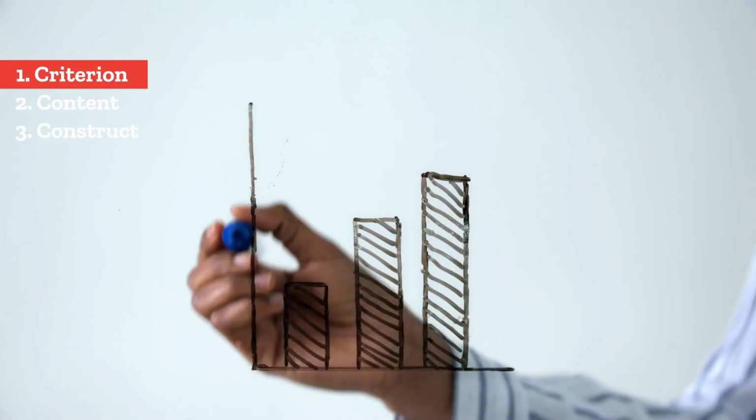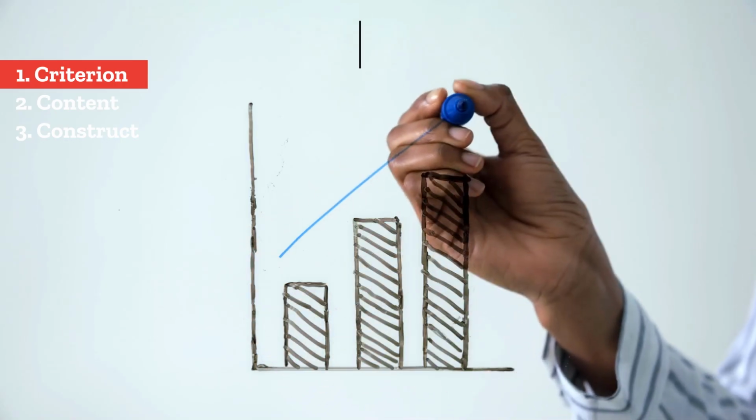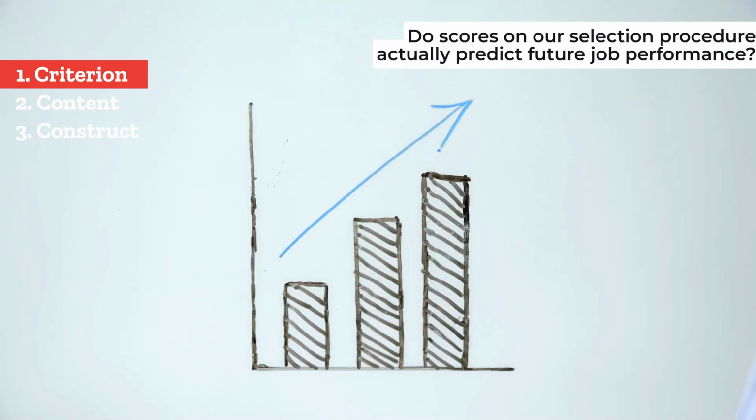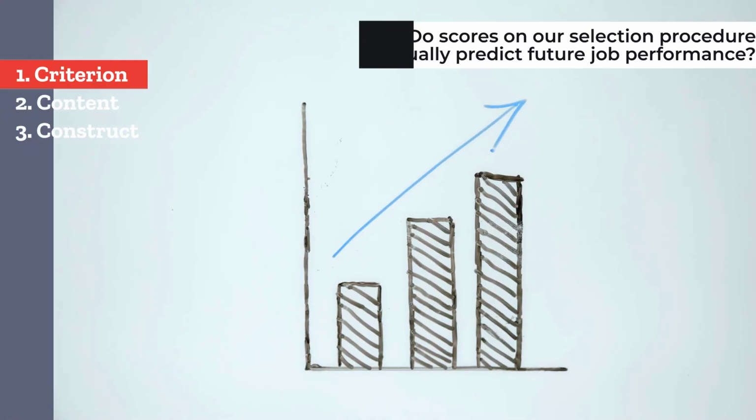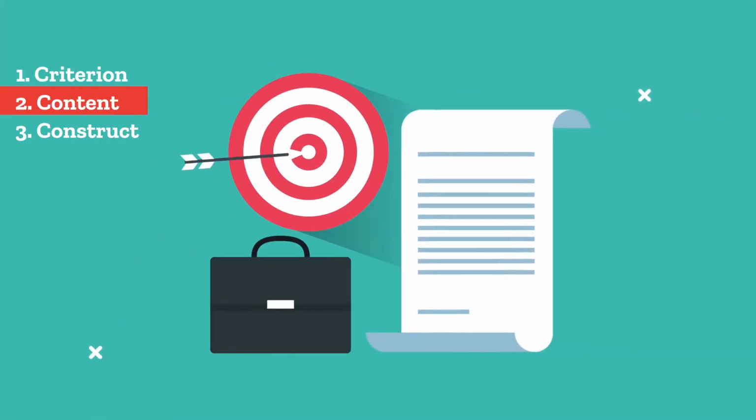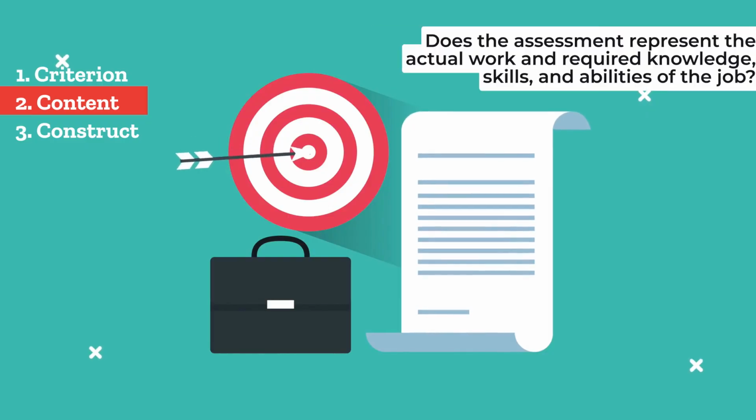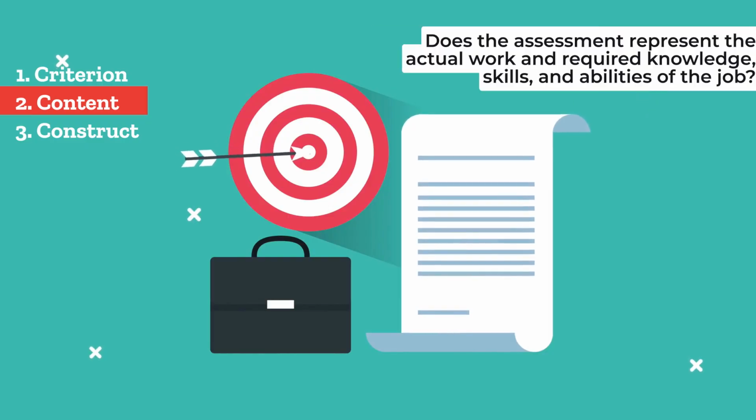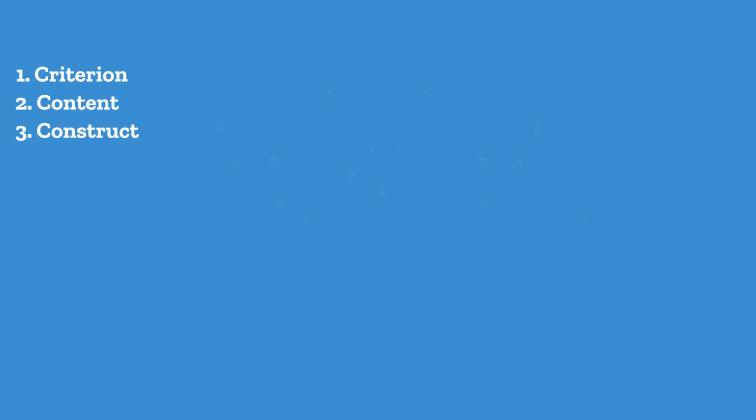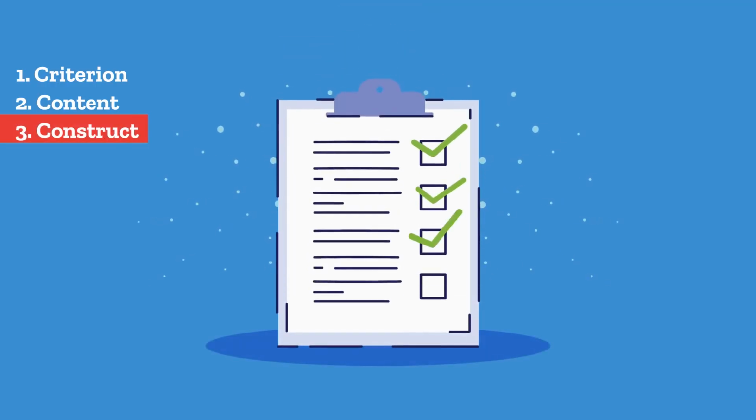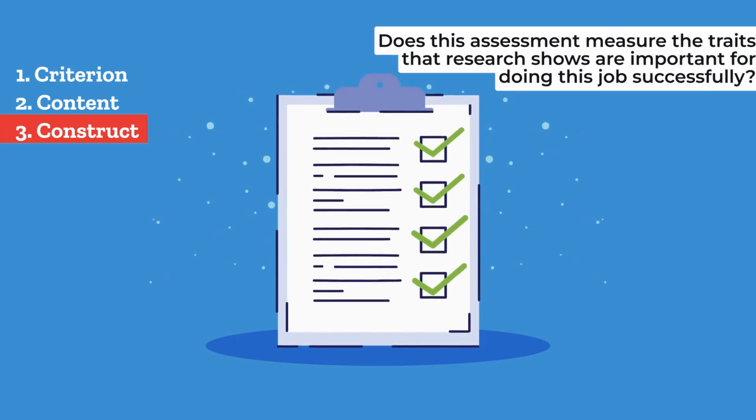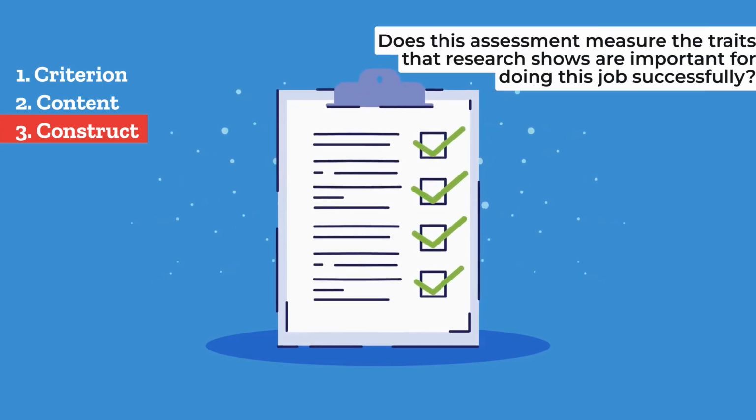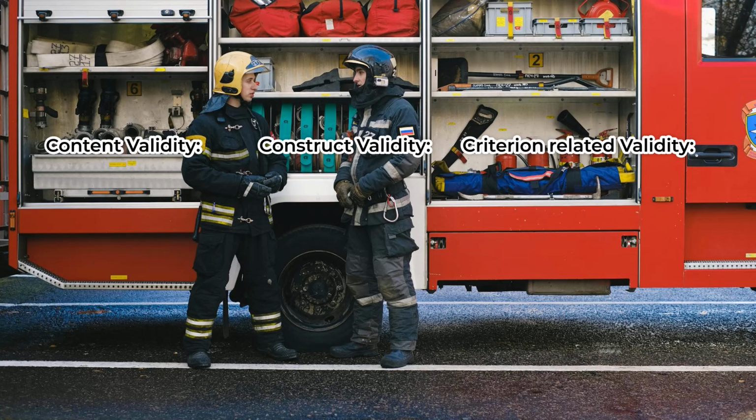Criterion-related validity answers the following question: do scores on our selection procedure actually predict job performance or other important outcomes? Content validity answers the question: does the assessment represent the actual work and required knowledge, skills, and abilities of the job? Construct validity answers the question: does this assessment measure the traits that research shows are important for doing this job successfully? Here's a real-life scenario that discusses these 3 types of validity.